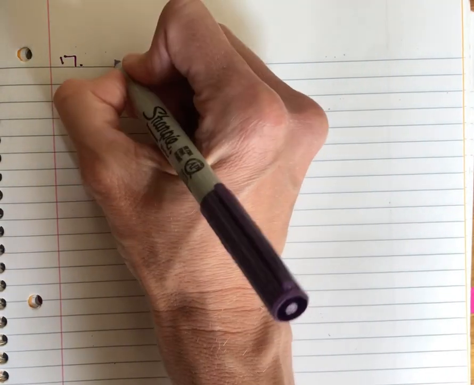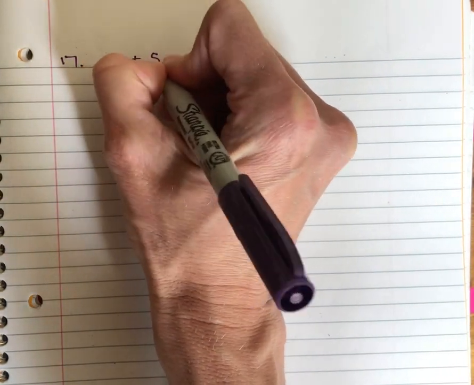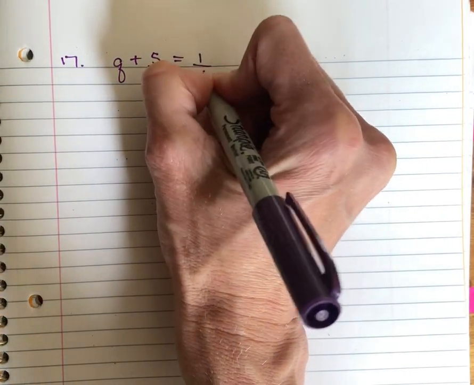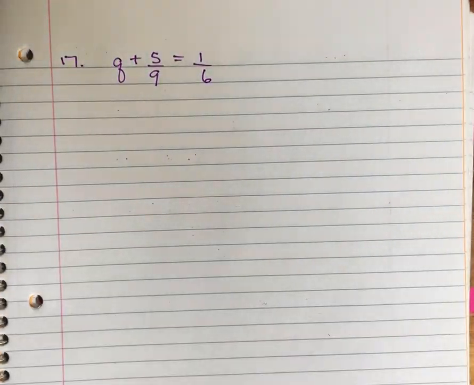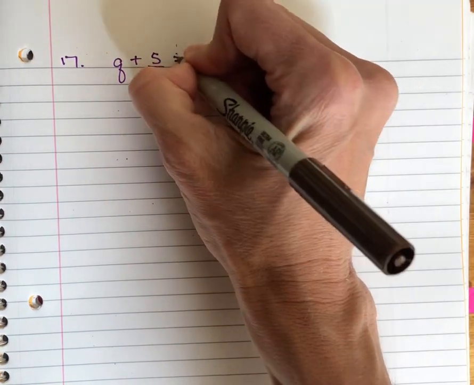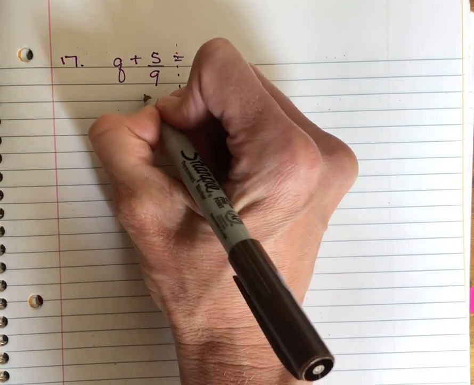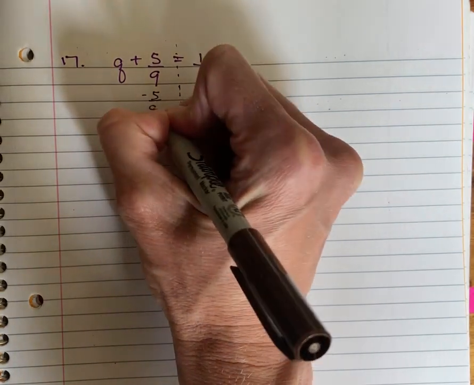Okay, on to 17. Number 17. Q plus 5/9 equals 1/6. So our job is to isolate our variable. Right now, 5/9 is being added to Q, so we need to subtract it to get Q by itself.